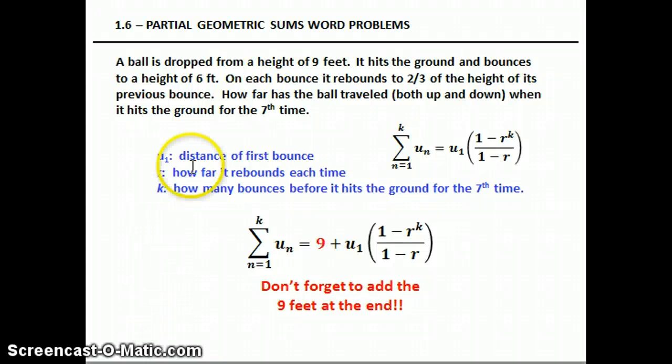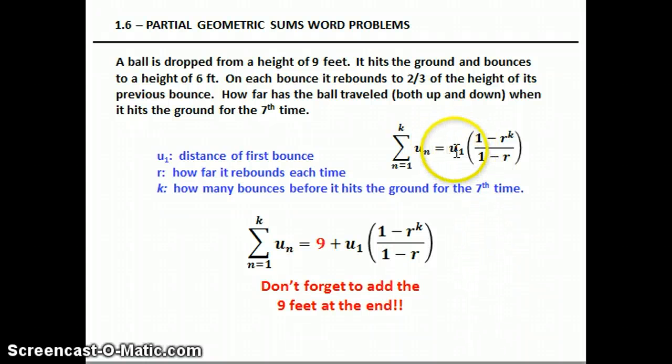Okay, so for our u sub 1, we need the distance of the first bounce. For our r, we need to know how far it rebounds each time. For k, we need to know how many bounces before it hits the ground the 7th time. Now, this is the formula. I'm going to leave it there so that you can look at it and make sure.